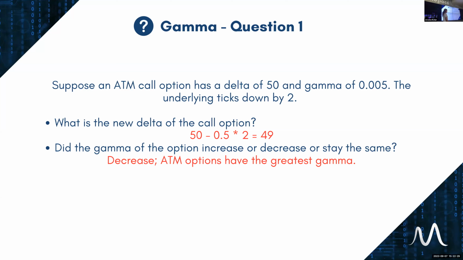So gamma decreases because this option just had the greatest gamma of all of the options with different strikes. So when you tick down, you're no longer at the money. So the gamma is reduced. Any questions?